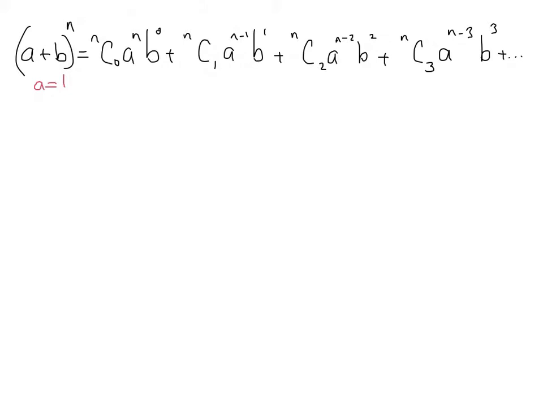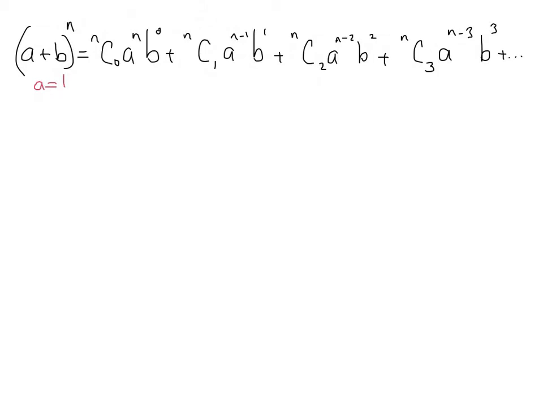Next one, n choose 1 is n factorial over 1 factorial, n minus 1 factorial. So on the top, I've got n times n minus 1 times n minus 2 all the way down to 3, 2, 1. On the bottom I've got 1 factorial times n minus 1, n minus 2 all the way down to 3, 2, 1, and these all cancel, leaving me with n over 1, which is n. Okay, that's great. I'm going to use that. n choose 1 is n.